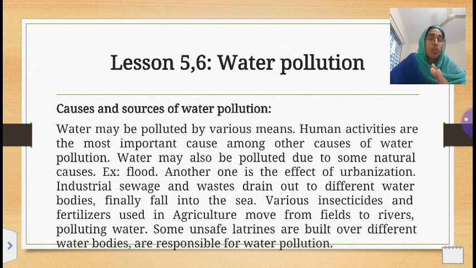Industrial sewage and waste drain out to different water bodies and finally fall into the sea. Number 3 is the excessive use of insecticides and fertilizers in agricultural fields, because during rain these chemicals wash out and move from fields to rivers, and in that way pollute water. Number 4, some unsafe latrines are built over different water bodies, and they are also responsible for water pollution. So you have to mention 4 points. Okay.